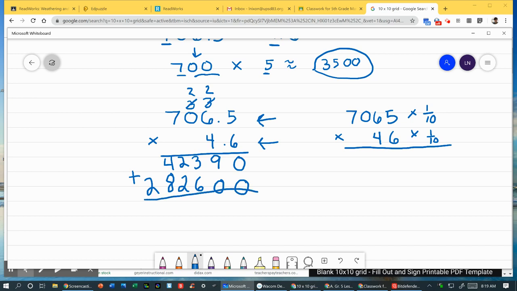Oops, sorry about that line. 0 plus 0 is 0. 9 plus 0 is 9. 3 plus 6 is 9. 2 plus 2 is 4. 4 plus 8 is 12. And 2 plus 1 is 3.